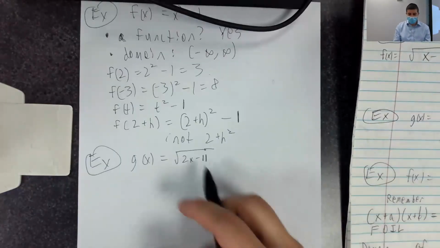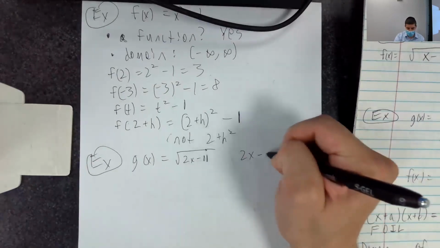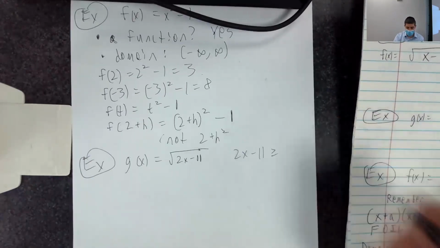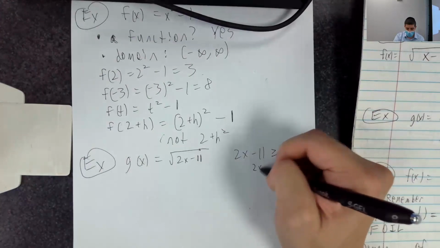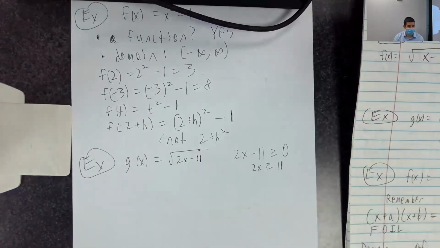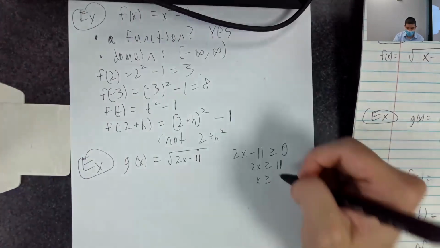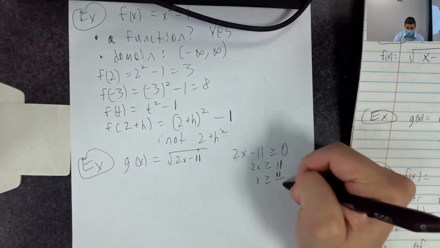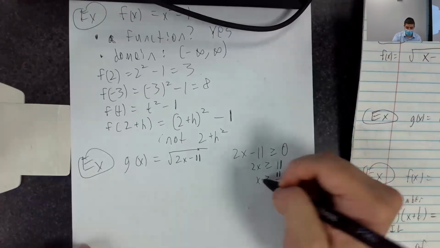Okay, what did you do to solve this one? So 2x minus 11 is greater than or equal to 0. Good. Move to the other side, so that's 2x greater than or equal to 11 positive. Then I'll move the 2 to the other side by dividing both sides by 2. So x has to be greater than or equal to 11 over 2. Right, greater than or equal to 11 over 2.